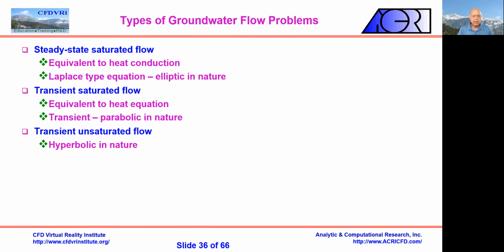So there are three kinds of flows that I'm going to define here. There is steady state saturated flow, equivalent to heat conduction or a Laplace type equation. It's elliptic in nature. We also have a transient saturated flow, which is parabolic in nature. And then, of course, the last one is the transient unsaturated flow, which actually works like compressible flow. It's hyperbolic in nature. You can show that.